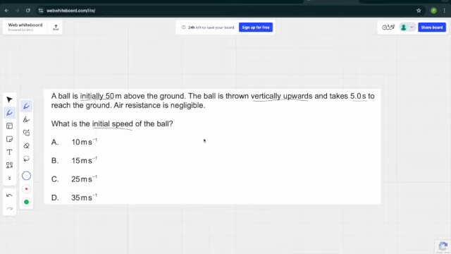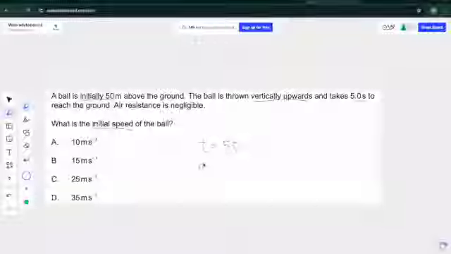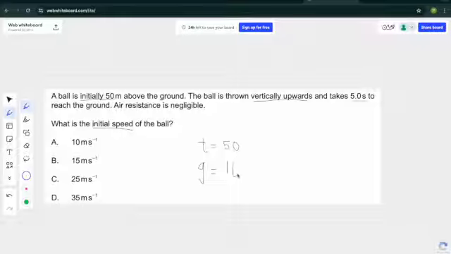Alright, so we're given the time as 5.0 seconds, so t equals 5. And we're given that the acceleration is obviously g. In paper 1 we can call it 10, so we say g equals 10. And now what we're looking to find is the initial speed.